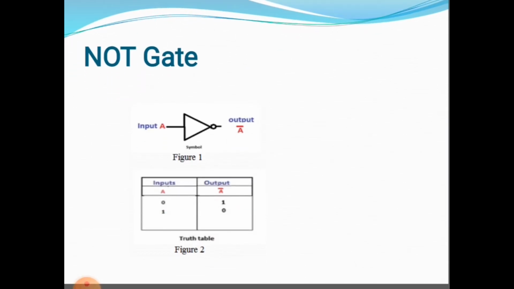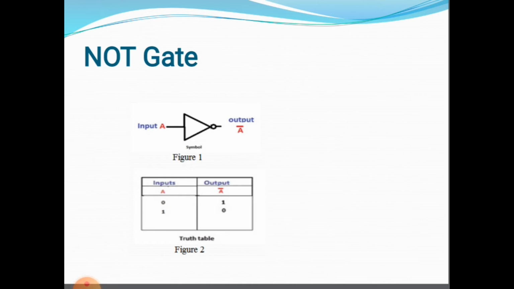NOT gate is a digital logic gate that implements logical negation. It operates only on a single input. A high output, 1, results if the input is low, that means 0. If the input is high, meaning 1, a low output, meaning 0, results. The NOT gate has only one input and only one output. Its logical equation is written as Y equals NOT A, that means A bar.